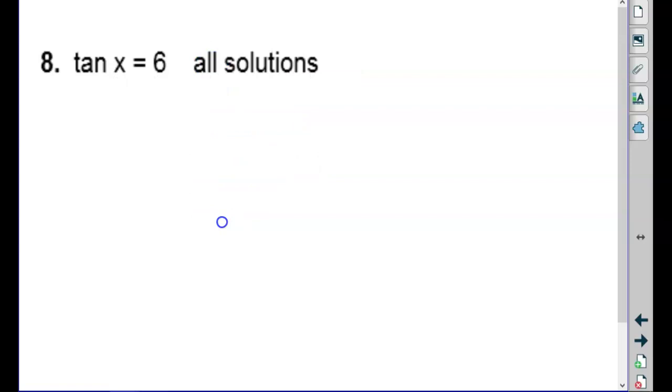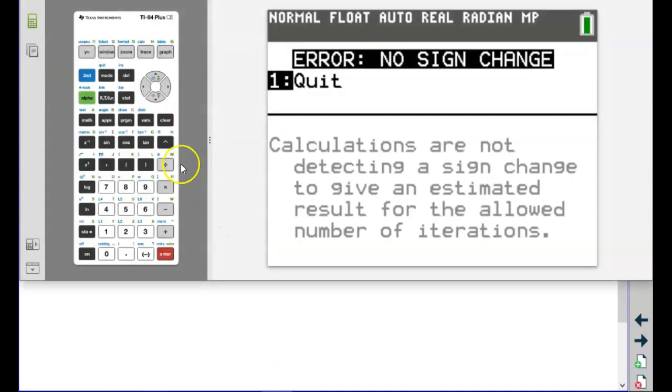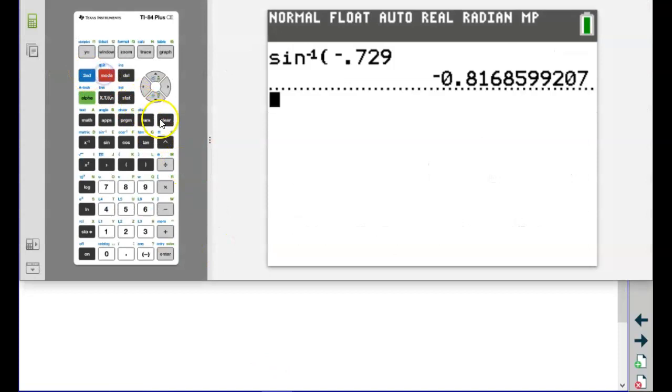This one says the tangent is 6. Again, it says all solutions. How often does the tangent repeat? Every pi. So we can put plus or minus pi n. I don't even need to graph this to find a solution. Anybody know where I could find one solution real quick?